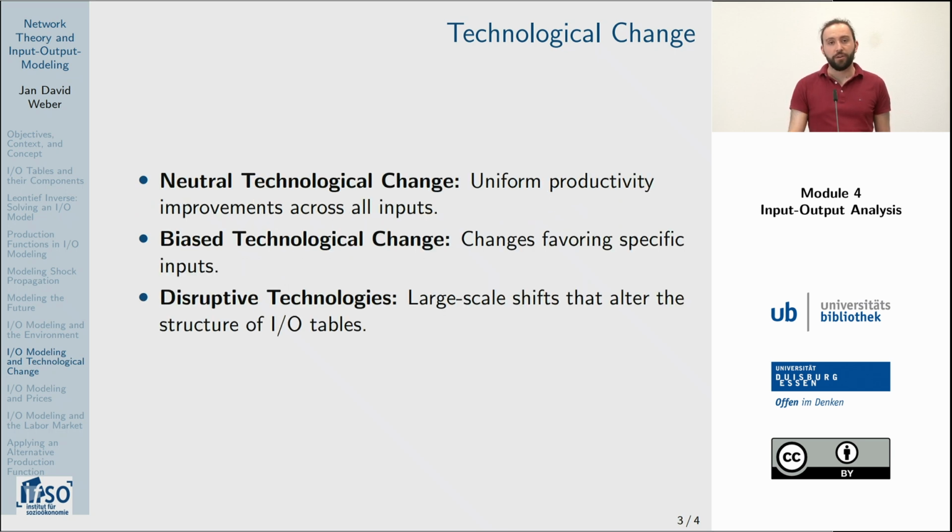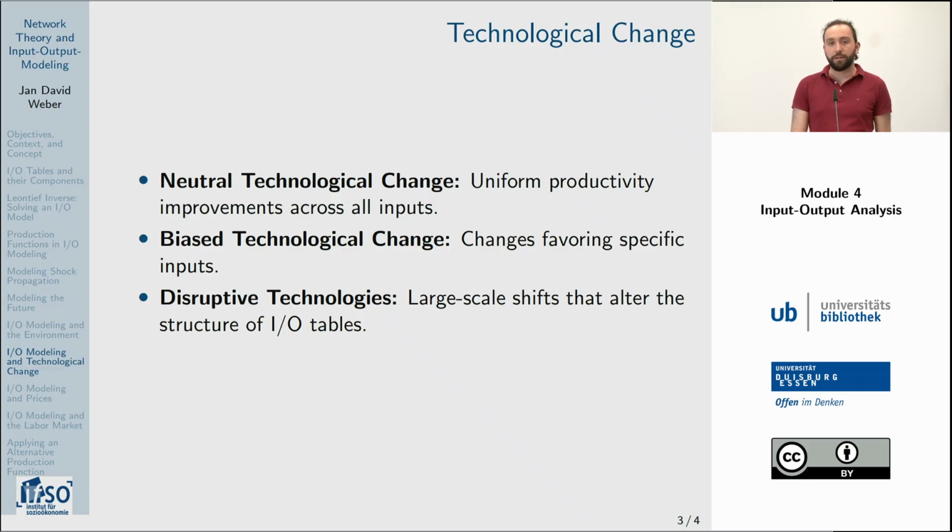So we differentiate different kinds of technological change. We have neutral technological change, which is a uniform productivity improvement across all inputs. So this is the case where everyone gets better by the same amount. We have also biased technological change in the economy. Here, change is favoring specific inputs, and only a few inputs or industries get better or even worse through technological change, so you have an unequal development throughout the economy.